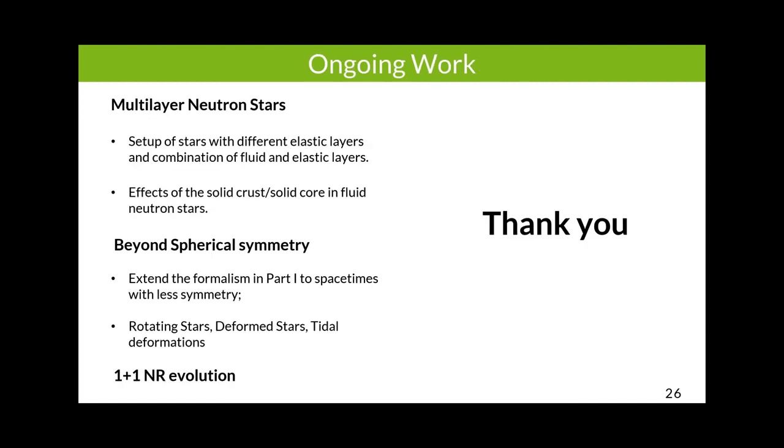So, regarding ongoing work, I did not have time to go into much detail, but currently I'm working on multi-layer neutron stars, in the sense that obviously a neutron star is not made of elastic material from the core to the crust. There is a region that is fluid. So I want to better describe neutron stars by providing, for example, pieces: this piece is elastic, this piece is a fluid, this piece is elastic again. And you see how it will affect the structure of the neutron star, if it's distinguishable from just a fluid neutron star.